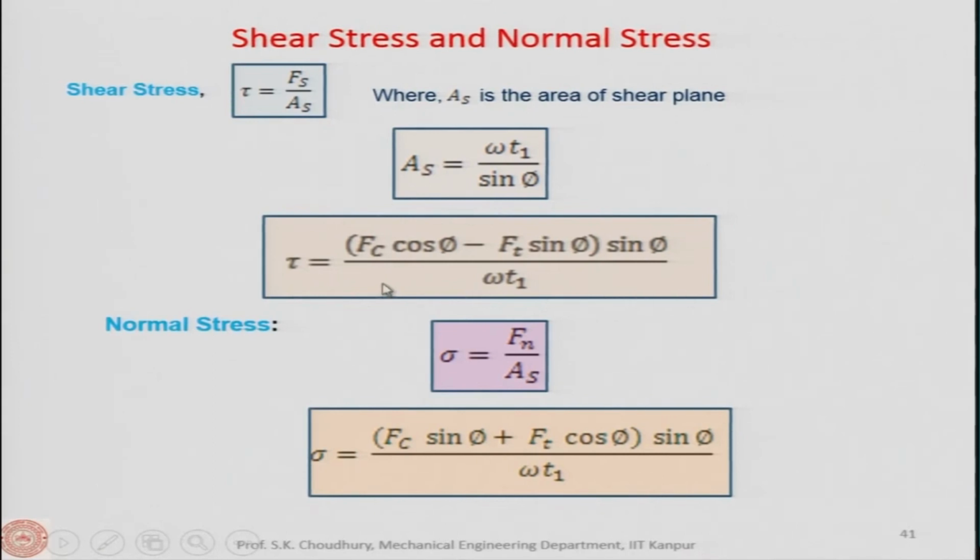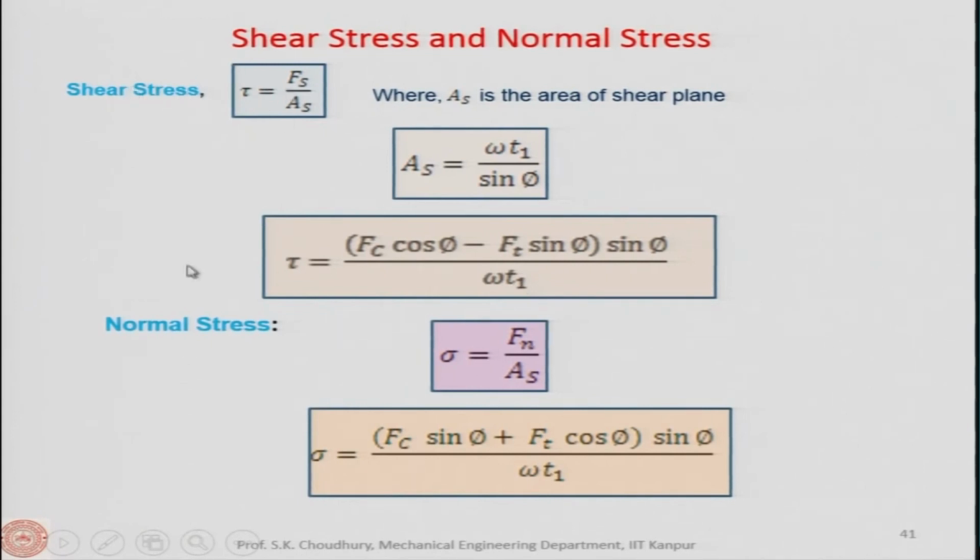Now, if you see here, why I am showing this is that if you measure Fc and Ft, and if you have the value of phi, you can actually find out the value of the shear stress which is required, because W and T1 are physical parameters. This is the width of the workpiece, and T1 is the uncut thickness. These are physical parameters.